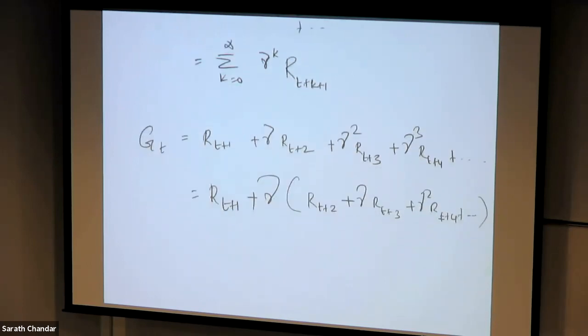Okay. Now, can someone tell me what this term is? It's GT plus 1, right? So now I can simply rewrite this as RT plus 1 plus gamma times GT plus 1.